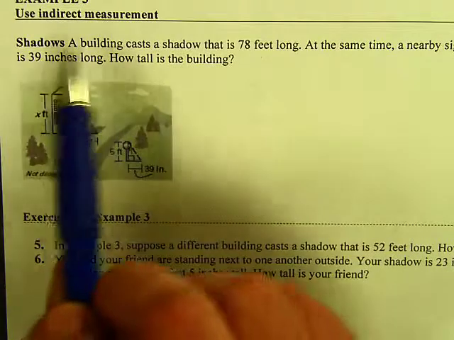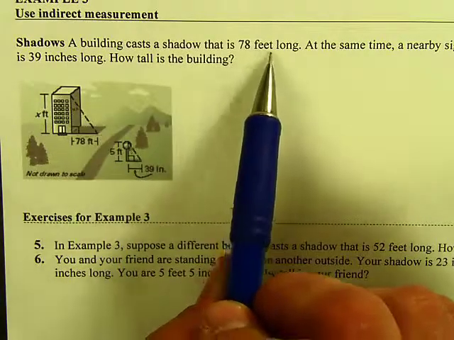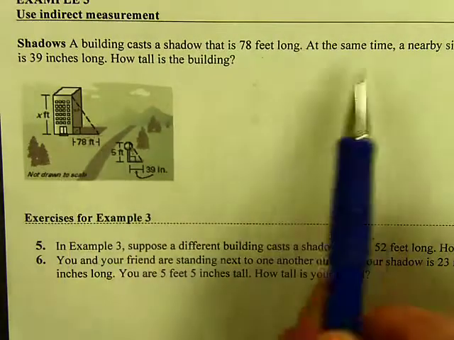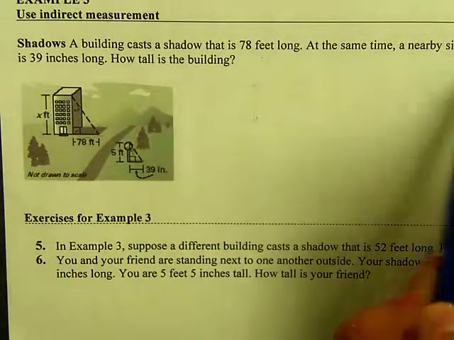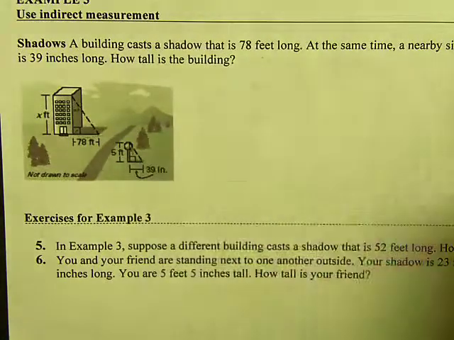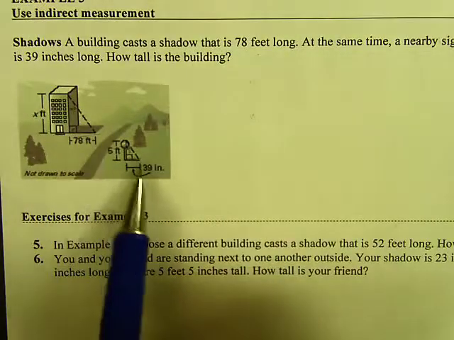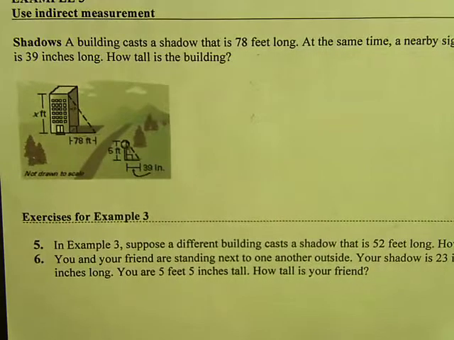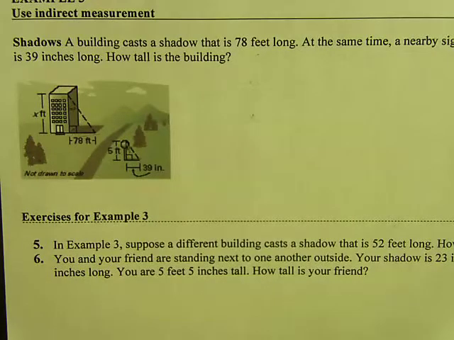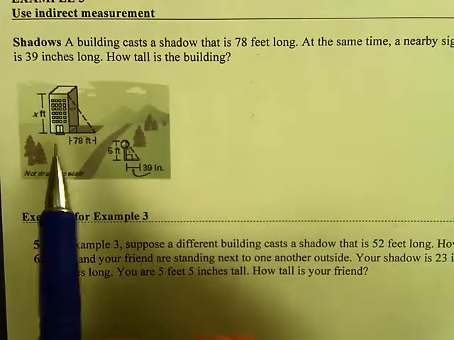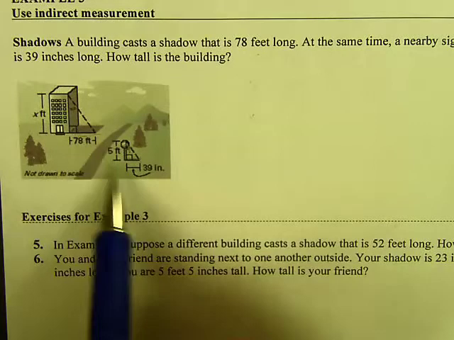We have shadows. A building casts a shadow of 78 feet long. At the same time, a nearby signpost that is 5 feet tall casts a shadow that is 39 inches. And then our question is, how tall is this building? Now, we do have a right angle in here. They've drawn it in for us.